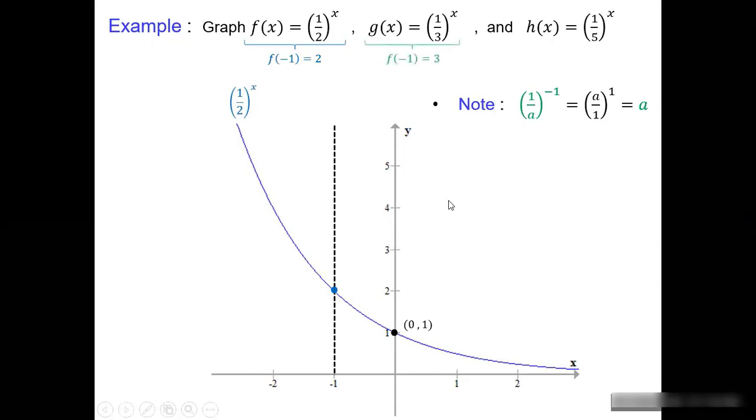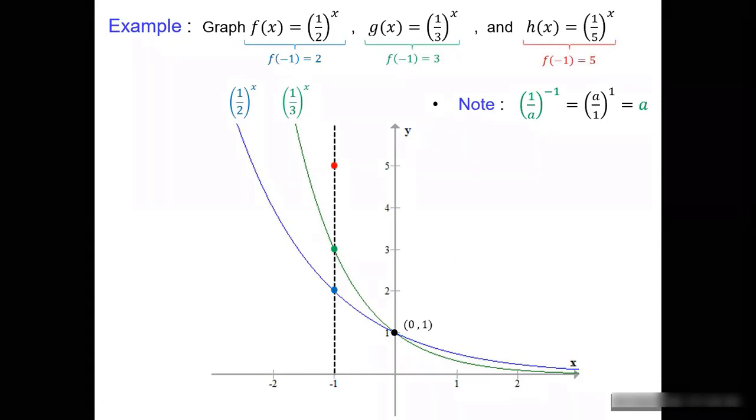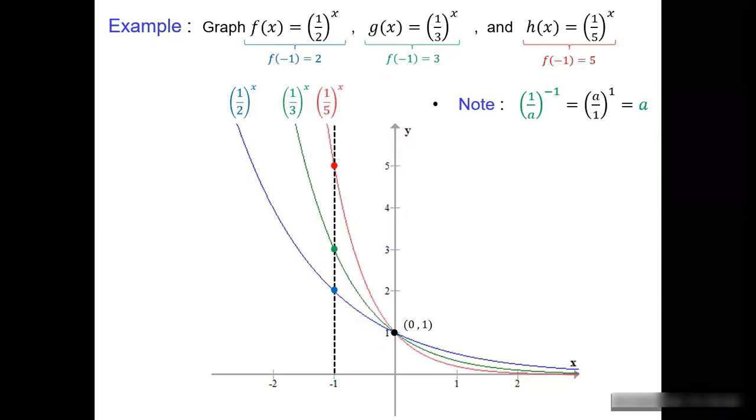Similarly, if we plug in -1 to 1/3 to the x, then we get an output of 3. 1/3 to the -1 is 3 over 1 to the positive 1. And that's why it's going to be a steeper exponential decay. What if we now take a look at plugging in -1 to 1/5 to the x? Now we get an answer of 5, which is again an even steeper exponential decay.